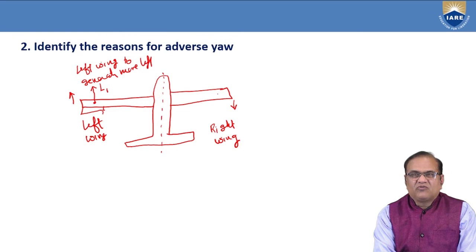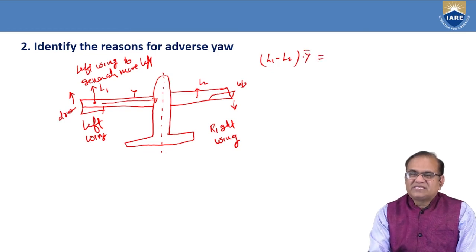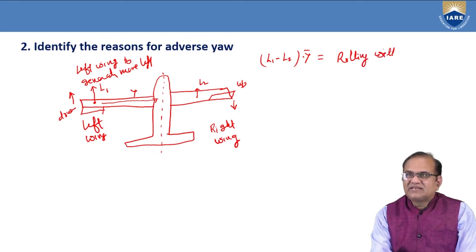The aileron is put down here. What will happen here? The aileron has to be put up. This is the up and this is the down. So lift will be high here, and here lift will be quite less. That is L2. So L1 minus L2, into this distance from here to here, it is an equal distance. Assume it is Y, so into Y bar. This moment will be making the rolling. Rolling will take place.